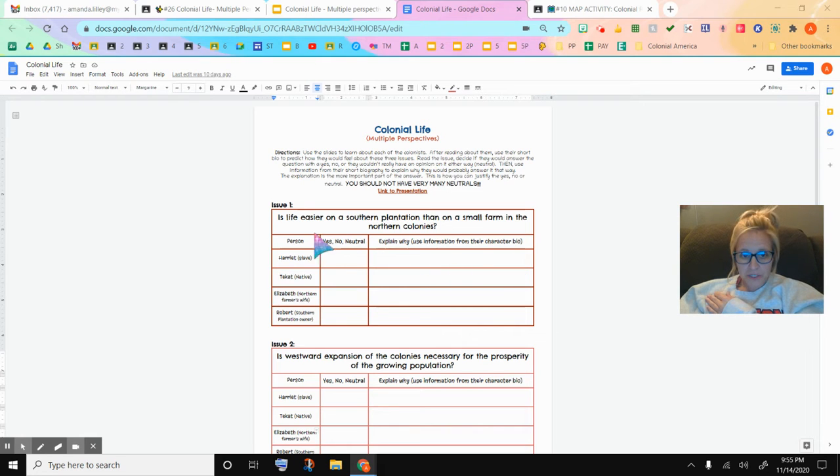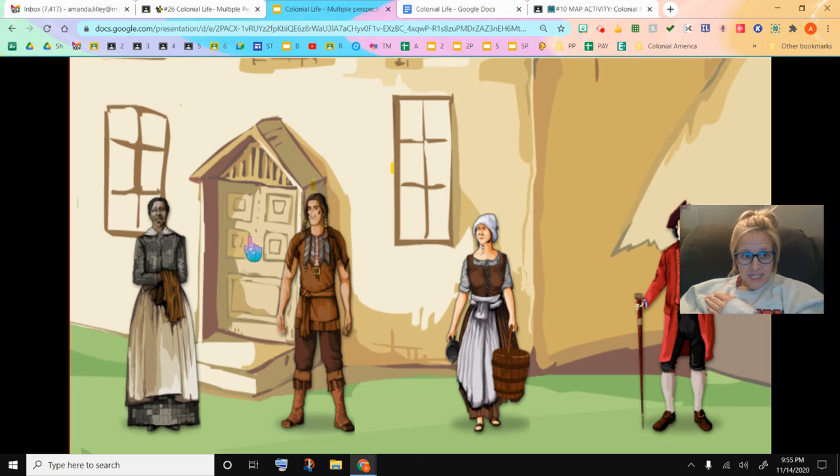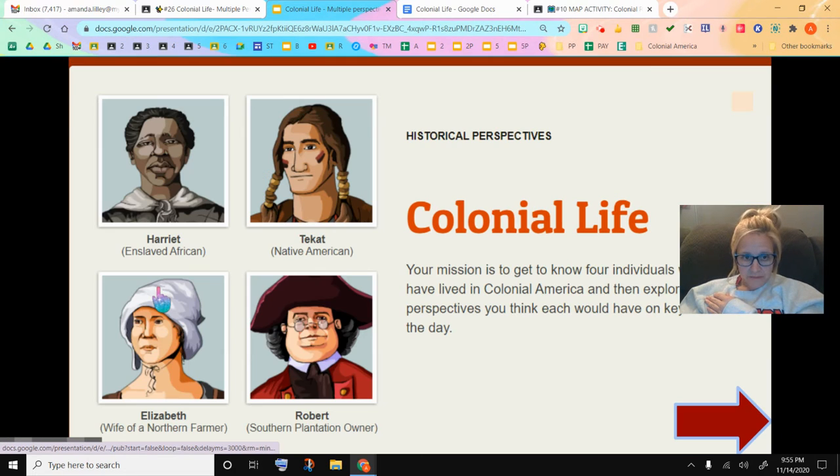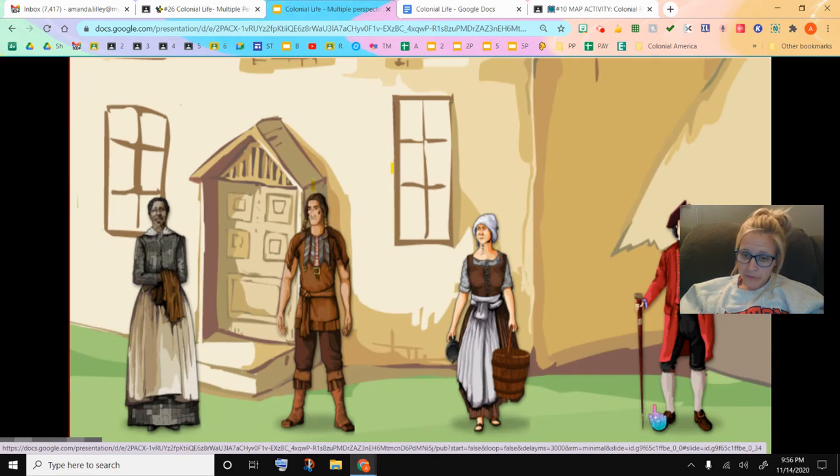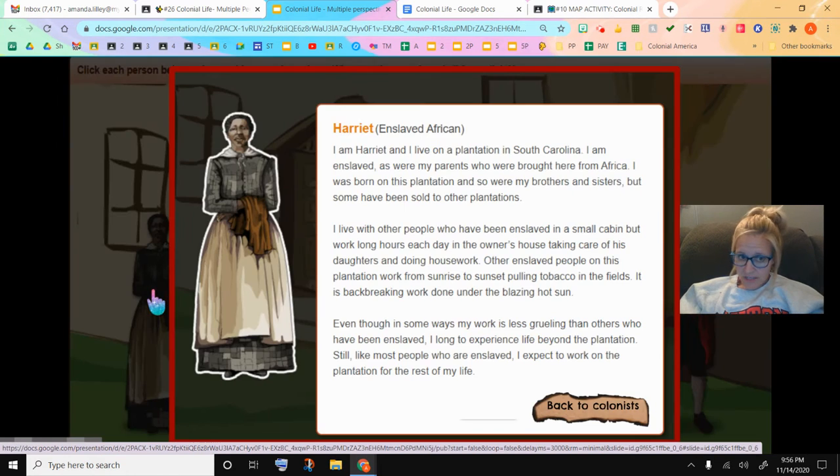So here's what we're doing. We're going to look at these 4 individuals in this presentation. So you've got Harriet, a slave, Takat, who's a Native American, so not technically a colonist, but living in the colonial area. You've got Elizabeth, who is the wife of a northern farmer, and then Robert, who is a plantation owner. So you're going to go through and meet the colonists. Click on whichever colonist you want to start with.